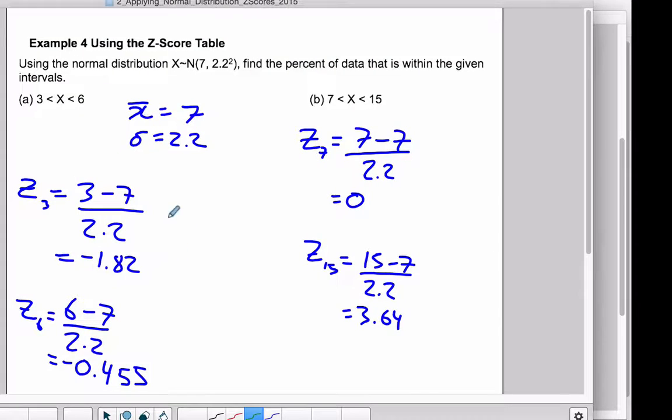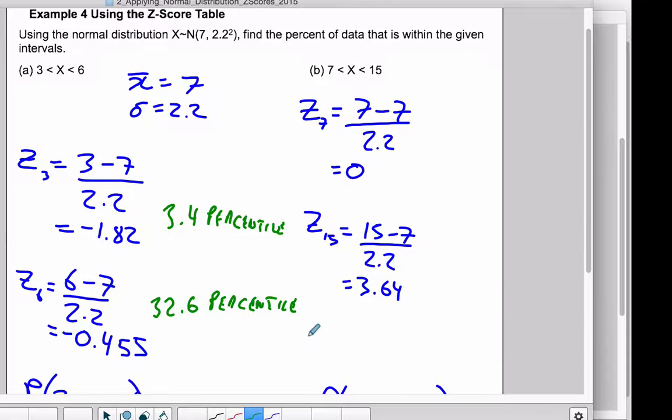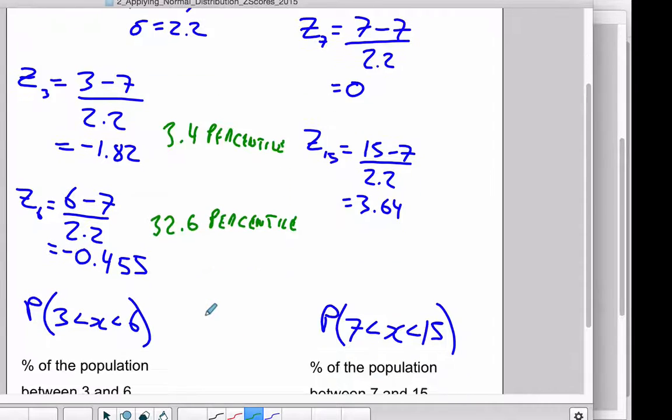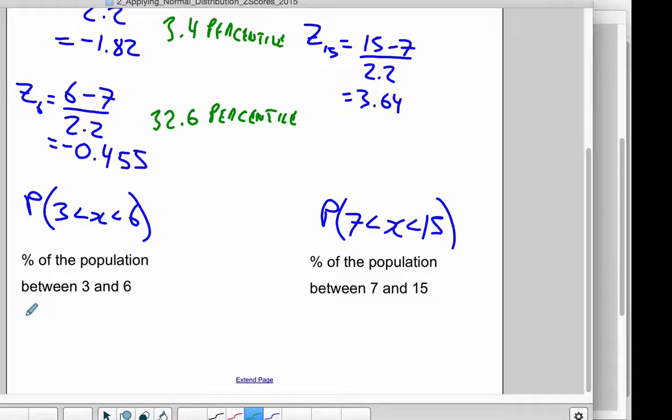So going back here, this is the 3.4 percentile. And this is the 32.6 percentile. Now, we want to know what percent of the data is within these given intervals. So between the 32.6 percentile and the 3.4 percentile, the percentage of the population between those two values is going to be equal to 32.6% minus 3.4%, which is approximately equal to 29.2% of the population will be between 3 and 6.